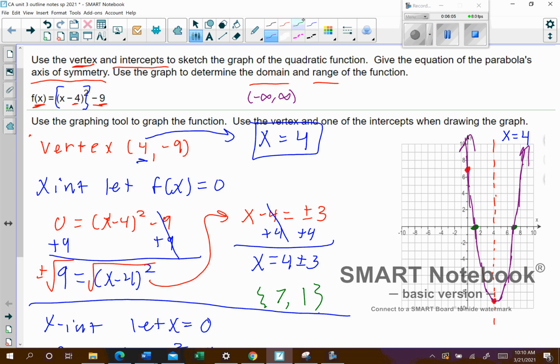Now, range refers to how high and how low we go. Well, there is no limit on how high we go, but there is a limit on how low we go. And the lowest we go right here, see this point is at (4, -9). So the lowest we're going to go is -9. So my range is going to be, we're going to bracket in the -9 because we do get to include it. We go from -9 and then up indefinitely, so to infinity. So that would be the range.